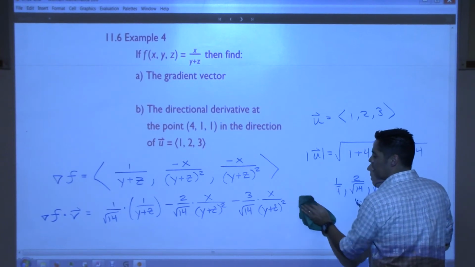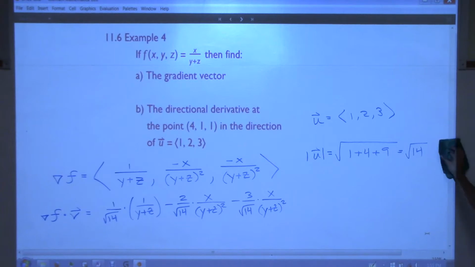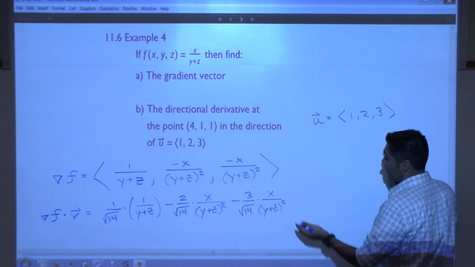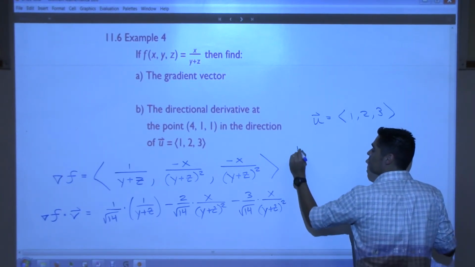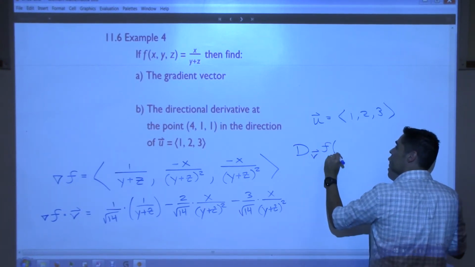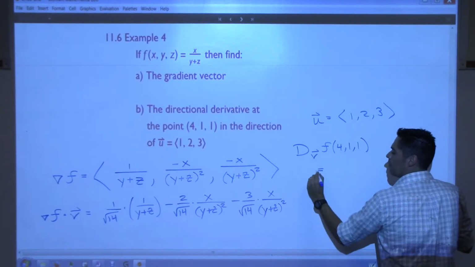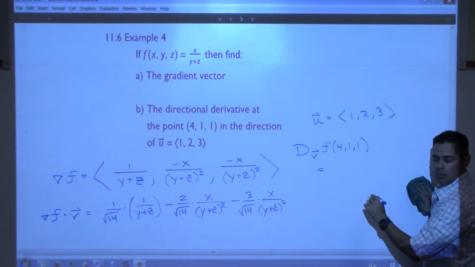And that's a number, isn't it? Dot products spit out numbers, don't they? Well, I have to give you x, y, and z, and then it'll spit a number out. I don't think I'm going to go through and plug everything in. Someone can tell me what the directional derivative in the direction of v of the function is at the point 4, 1, 1. What do you get? Negative 1.2.